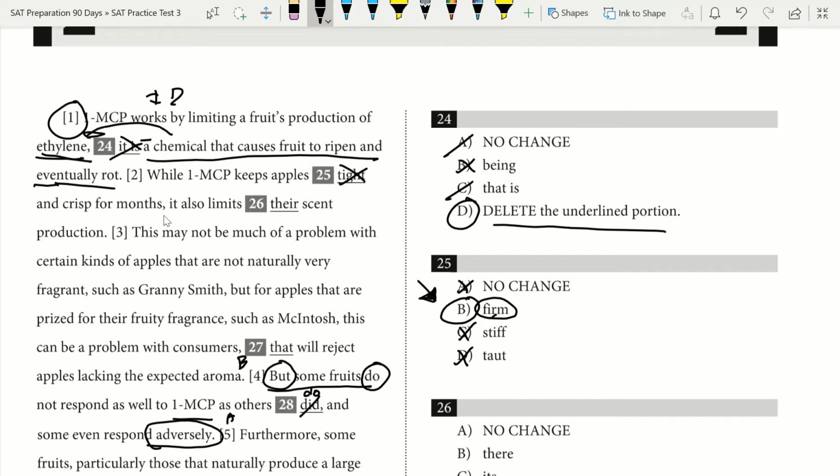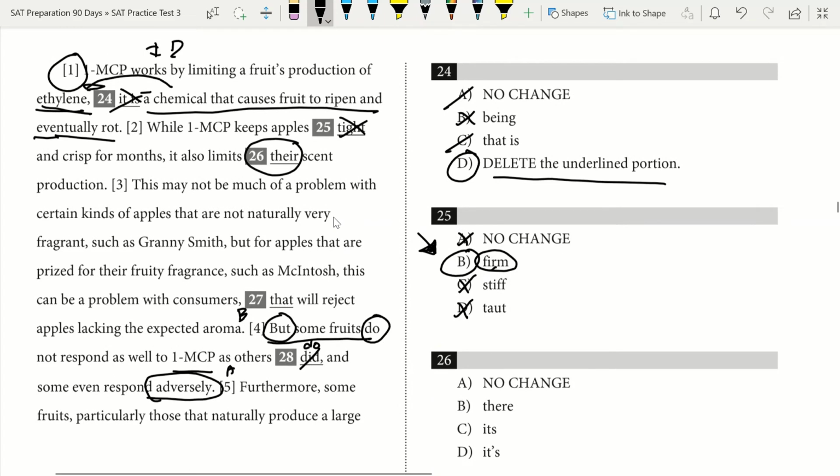All right, "and crisp for months, it also limits their scent production." Okay, so what's this question asking? This one's all about pronouns. So this one's about matching our pronouns. We know that this "there" is referring to this "apples," so our answer there is going to be no change, because we have to keep them both plural. They both have to be plural. Apples is plural, so there has to be the plural pronoun there. We also have to use the correct "their," which is going to be THEIR. That's the pronoun version.